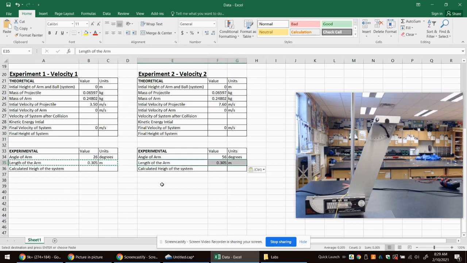So what you're going to do is you're going to calculate, again, the height of the system using the angle and the height of the system using the conservation of energy and momentum, and then you'll report that out as your instructor tells you to do so.